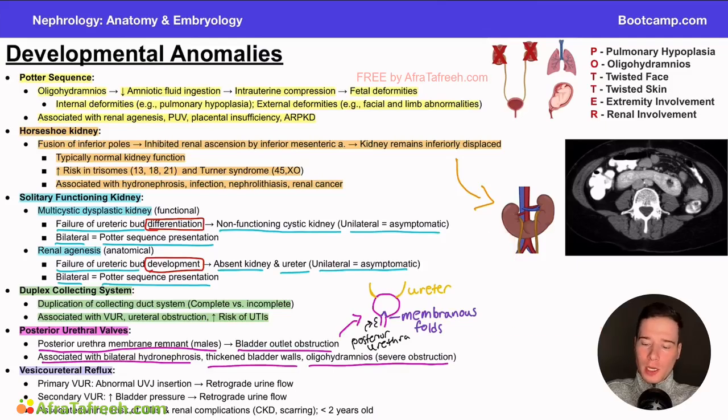There's two primary ways this can occur. In primary VUR, we have abnormal UVJ insertion. UVJ stands for ureterovesical junction. Now, this is going to lead to retrograde flow, and why is that?